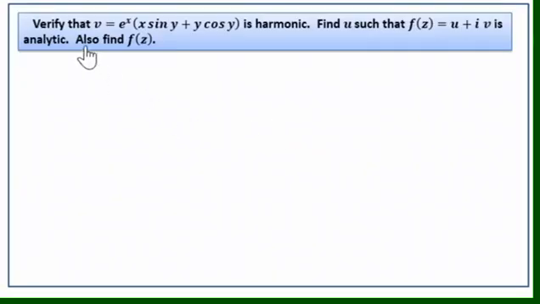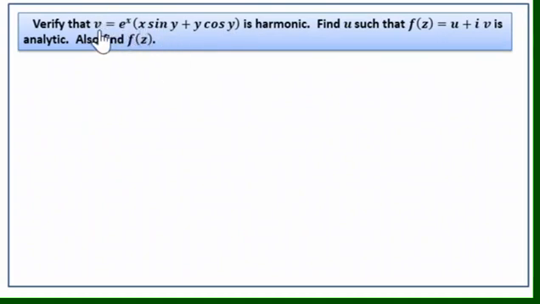Next problem: verify that v equal to e power x into (x sin y plus y cos y) is harmonic. Find u such that f of z equal to u plus iv is analytic. Also find f of z. So here there are three questions.